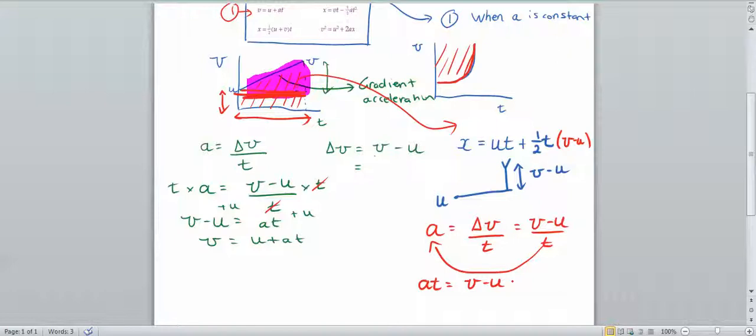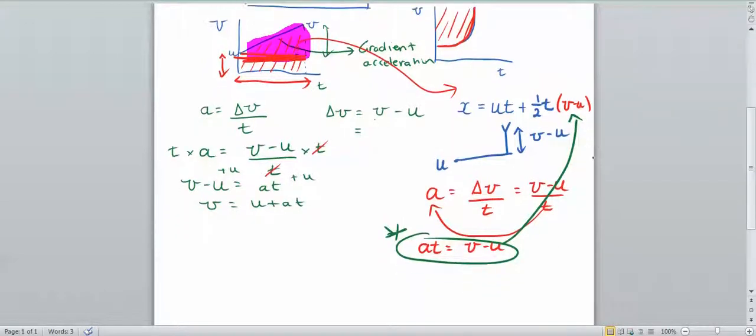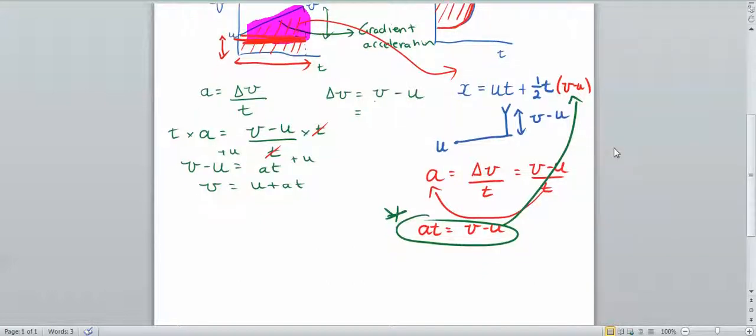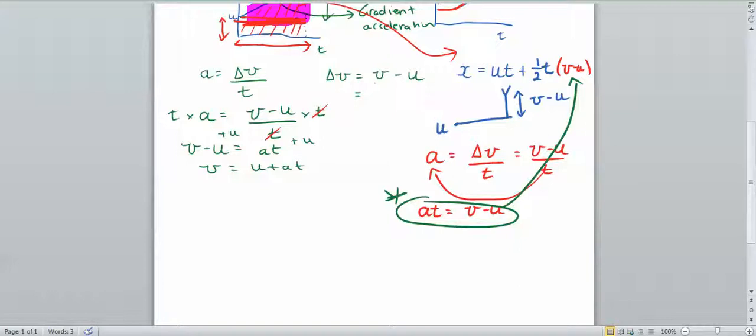Okay, now v minus u, and let's just put an asterisk here. at is equal to v minus u. Let's sub that in over here. So let's see what we've got. Wherever we've got a v minus u, we can replace it with at, because we've just proven that at is equal to v minus u, or the final speed minus the initial speed. So let's go ahead and do that.